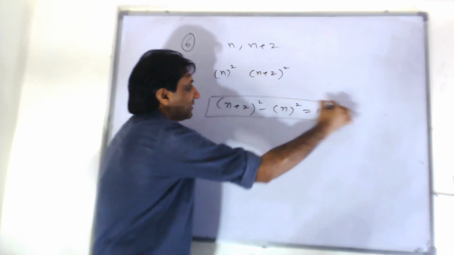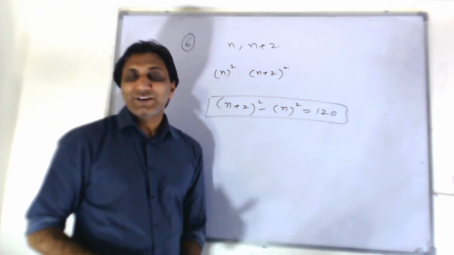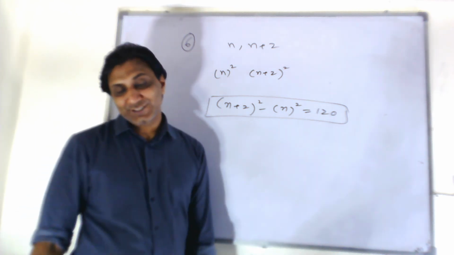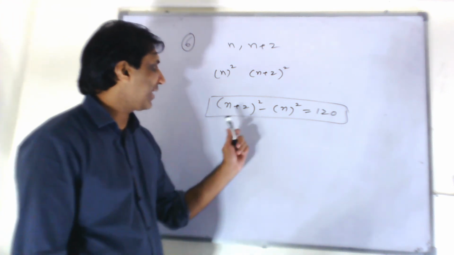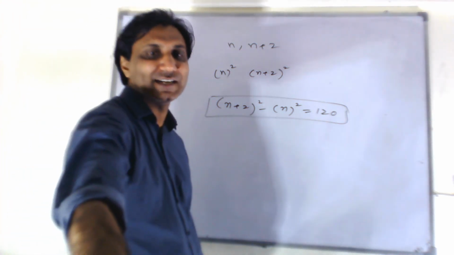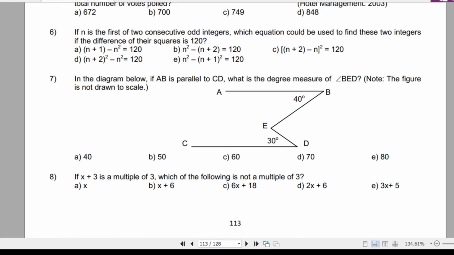That's your equation. The question doesn't ask you to solve it. The question just says which equation could be used. So n plus 2 square minus n square is 120. The answer is D: n plus 2 square minus n square is equal to 120. Option D is your answer.